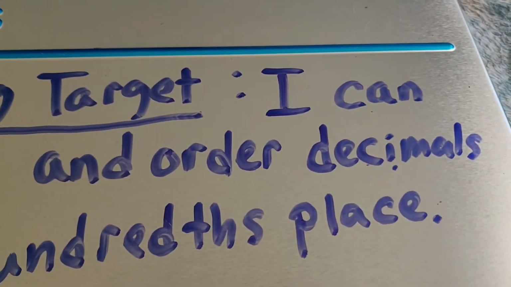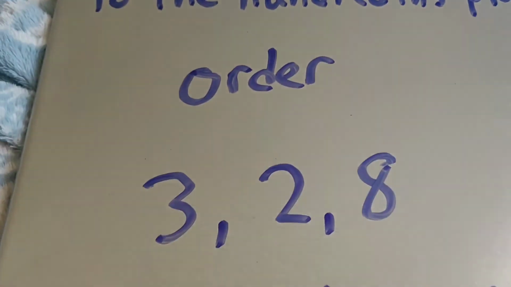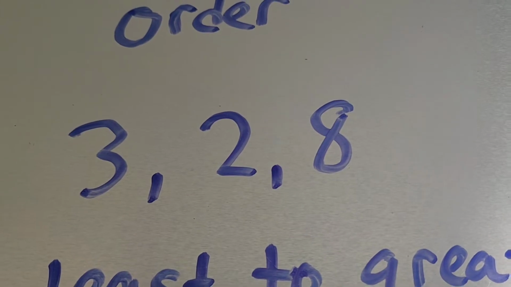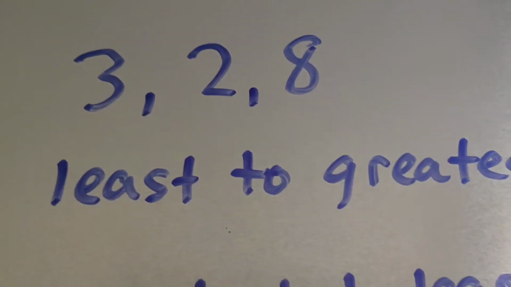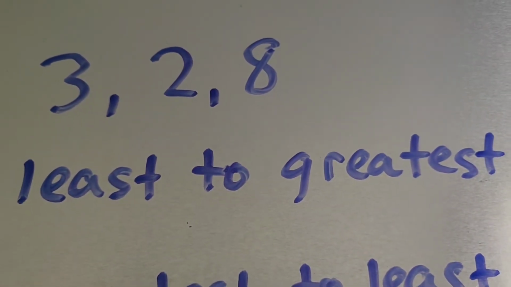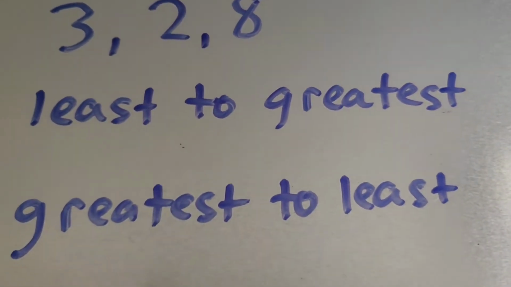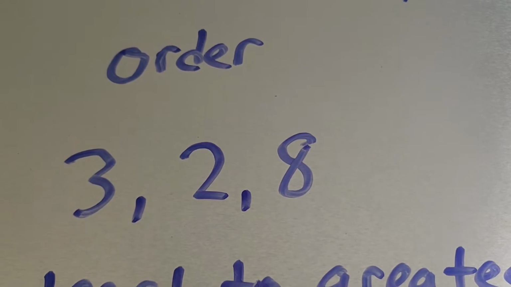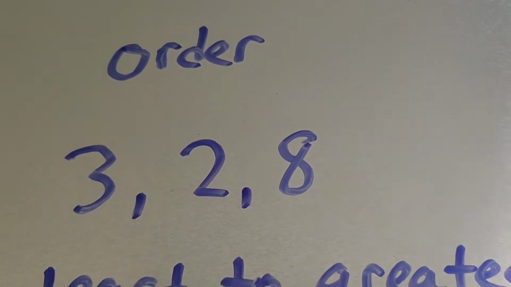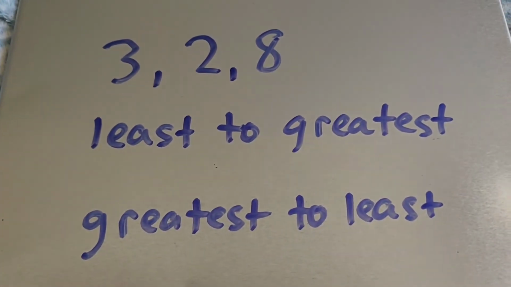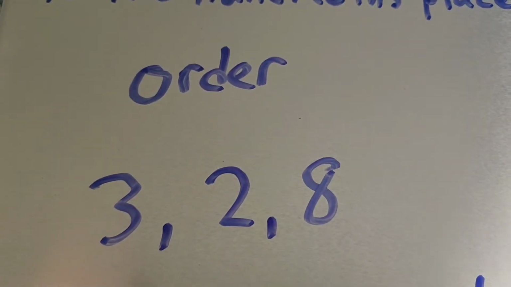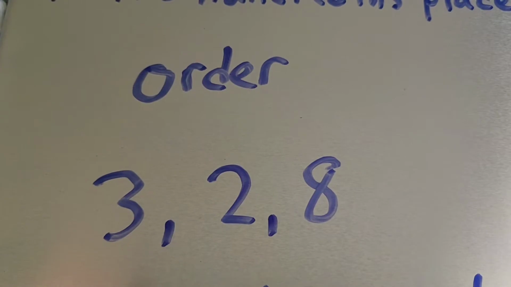So let's focus in on that word order. Order just means when you're given 3 or more numbers, to put them in order from least to greatest value, or from greatest to least. So here we're given 3 different numbers: 3, 2, and 8, and we're going to put them in order from least to greatest, and greatest to least. So again, when we see that word order, it means put them in order.